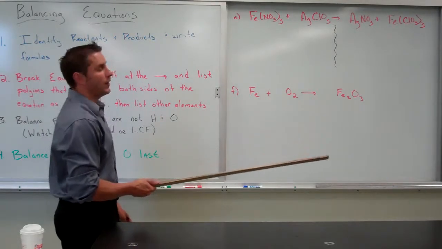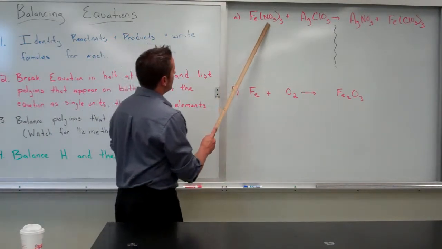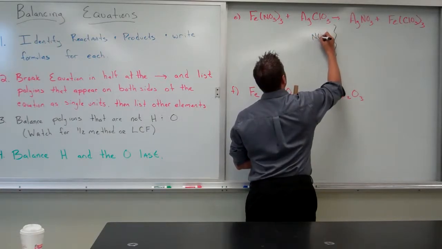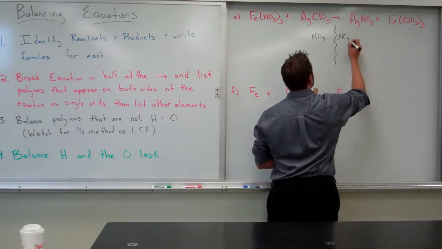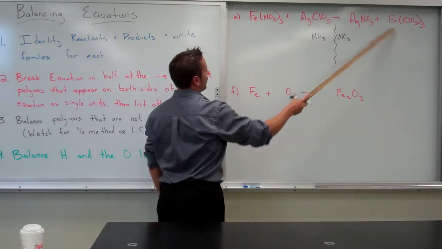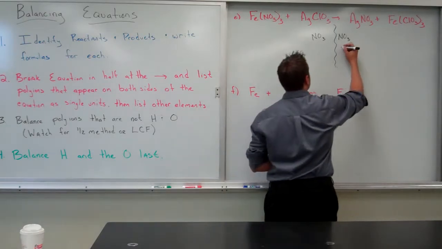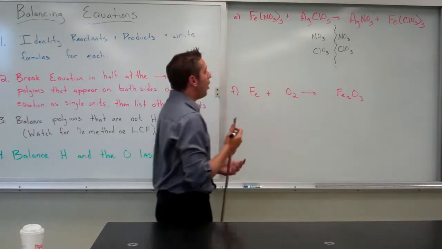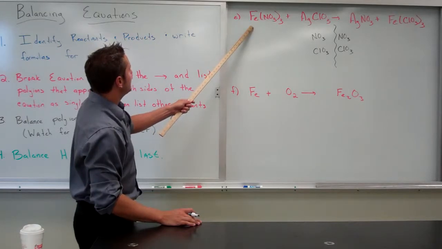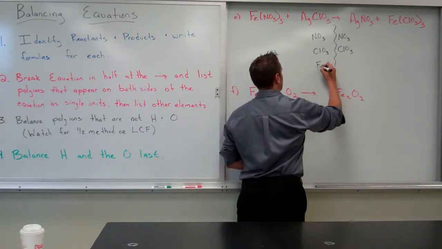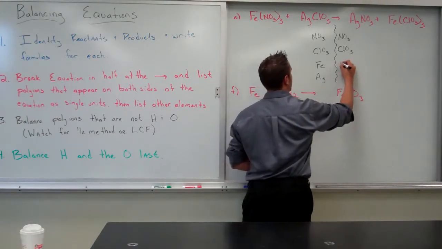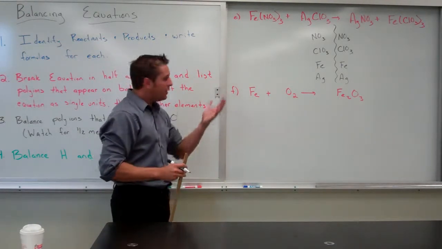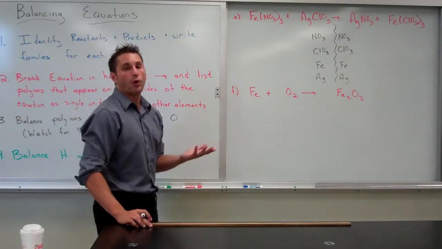If they have a matching partner on the other side, we can keep those together. So here is NO3, here is NO3, we can keep that together as one thing. ClO3 is a polyion over here. It also appears here, which means I can keep that together. I'm all out of polyions, so now I list the elements that are left. I see Fe and Ag. And on the other side, Fe and Ag. If there were O appearing separately, you would list it separately, just as another element if it weren't built into a polyion.